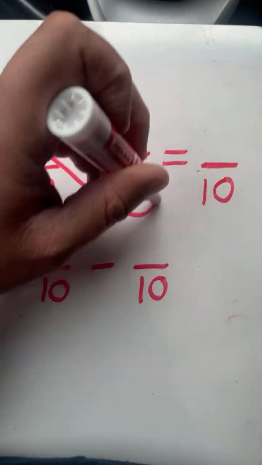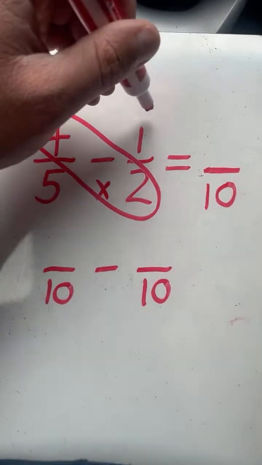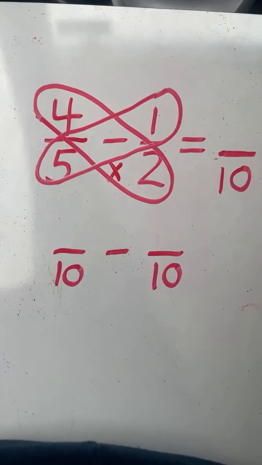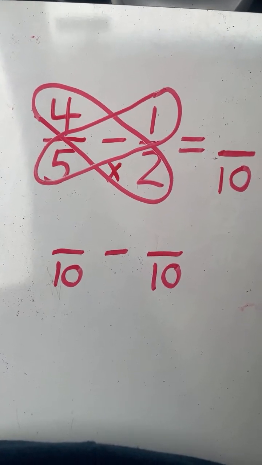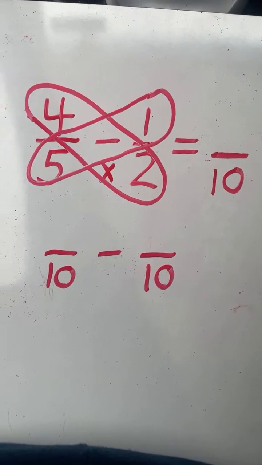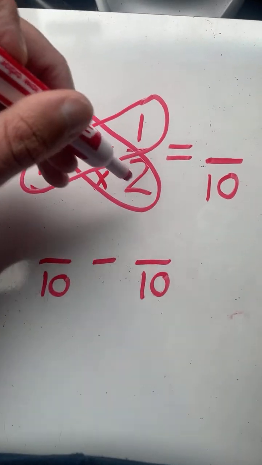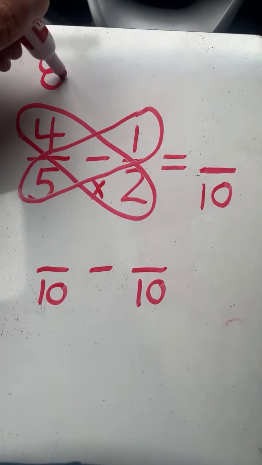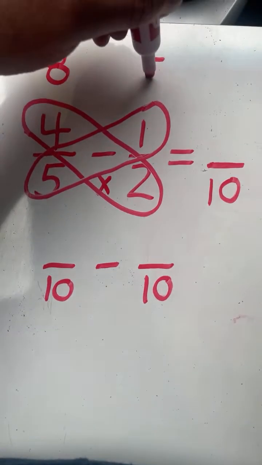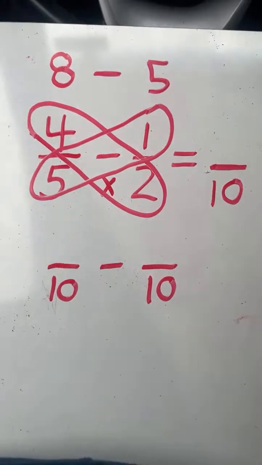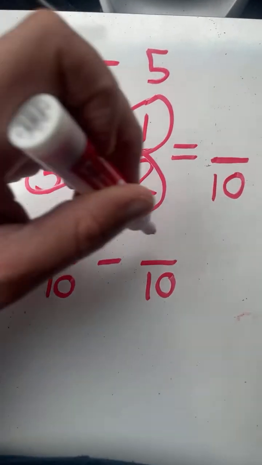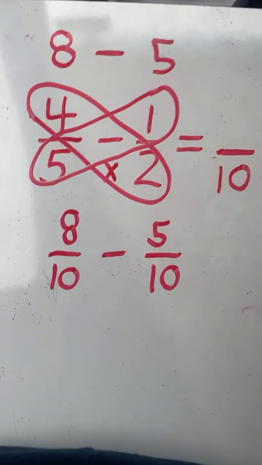Next, we have to convert 4/5 to tenths, and we have to convert 1/2 to tenths. And we do that by multiplying each numerator by the opposite denominator. Four times 2 equals 8. 5 times 1 equals 5. So we have 8/10 minus 5/10.